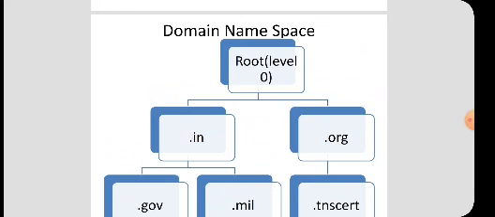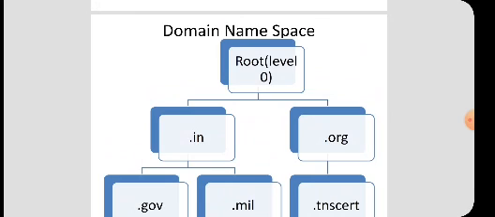This picture represents the domain namespace, where the root element is present at the topmost level, that is level 0. The root element always represents the null string, that is, an empty string. The next level to the root element, the second level such as .in and .org, consists of nodes, which are the children of the root element.